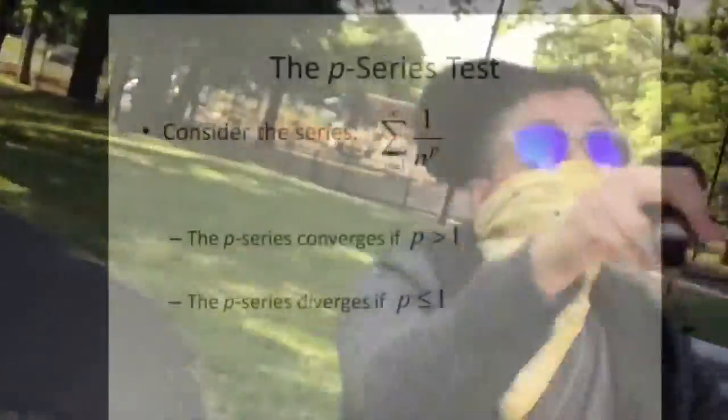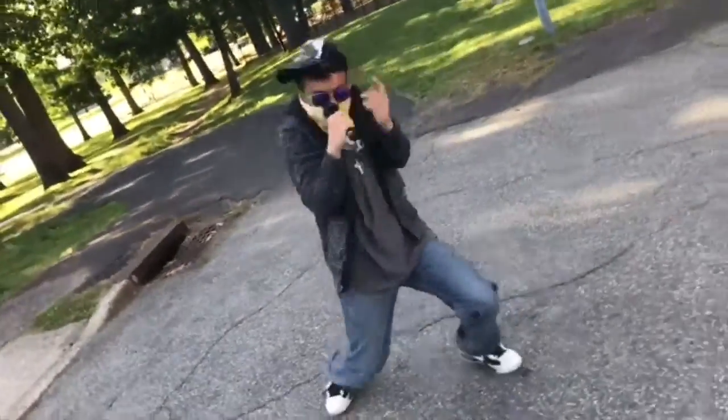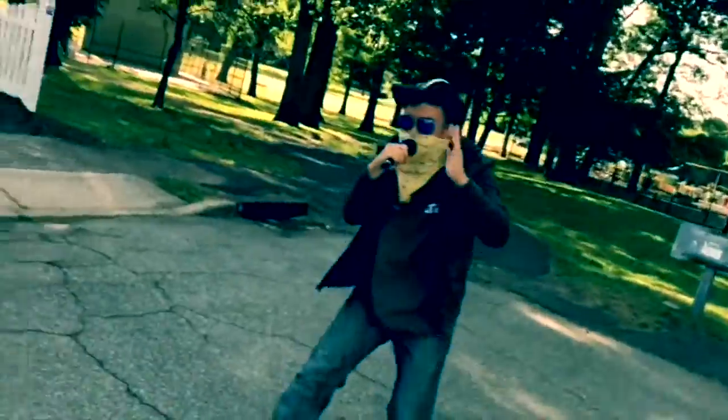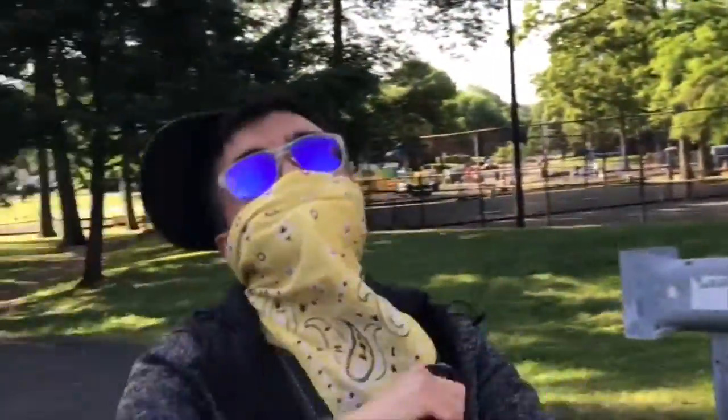P series, where the series form is 1 over n to the p. If p is more than 1, the series converges. But if p is less than or equal to 1, it diverges.